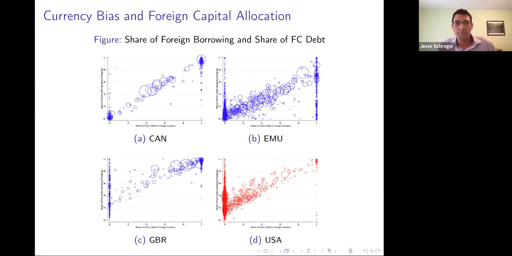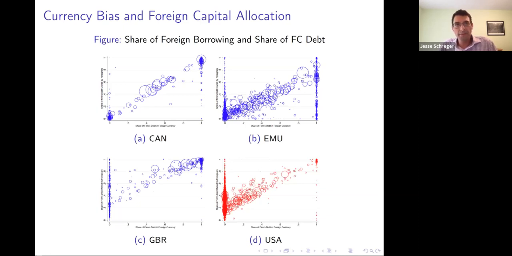So if a firm is at the origin, that's saying they have none of their debt in foreign currency, 100% of it is in Canadian dollars. The y-axis then says, how much of that firm's debt is actually owned by foreigners? And what you can see is that it's basically a 45-degree line. Knowing how much of a firm's debt is in foreign currency for Canada essentially tells you how much of their financing, at least from bonds, is coming from foreign investors. And you see something very similar for the Euro area and Great Britain.